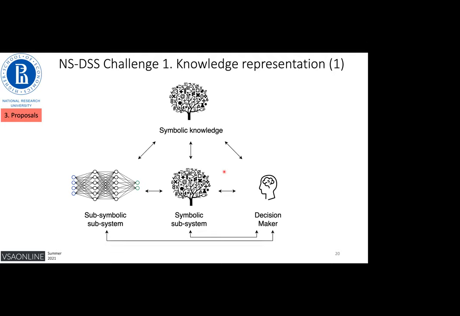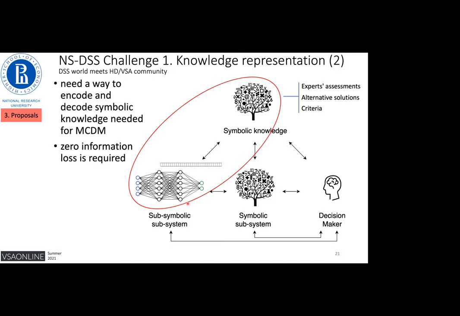So the first challenge is knowledge representation. If we show it in abstract form, there is symbolic knowledge at the beginning. And then there is a subsymbolic system, a symbolic system, and a decision maker. The first thing here is that the symbolic knowledge should be somehow encoded to the subsymbolic system, and then it should be decoded to be used in the symbolic subsystem. As we're talking about neurosymbolic, we're talking about integrated solutions, so they coexist. They cannot be just subsymbolic, for example, DSS. So we need to find a way to encode and decode symbolic knowledge needed for multi-criteria decision-making.